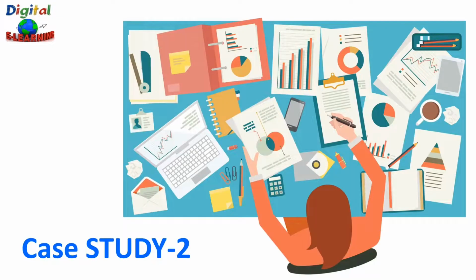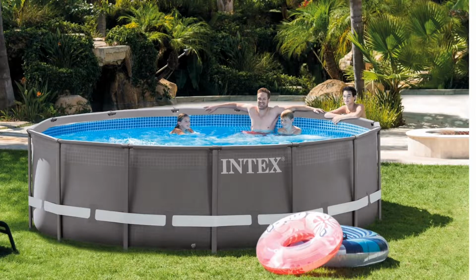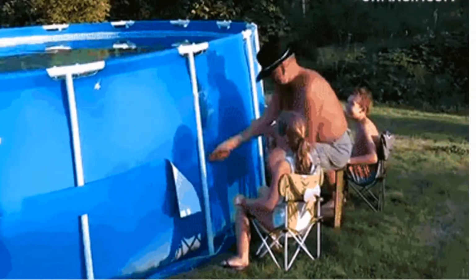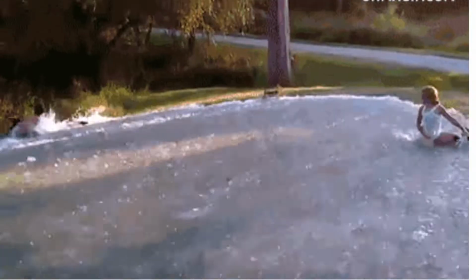Let us look at another case study here. The situation is that you are enjoying the pool right now, and suddenly there is a pool collapse. So we will use this to construct our FTA. My top event here is the pool collapse. That is the top undesired event.